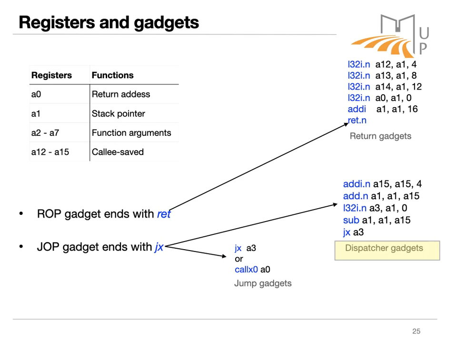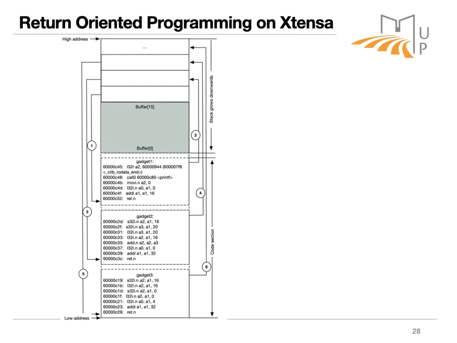Now that we have some information about the Xtensa instruction set architecture, let's look into the details of how ROP works on Xtensa. Assuming this is the memory layout on our device and we have the code section and the stack section, the stack is usually not executable, but the code section is. Also, the stack grows downwards and our 15-byte buffer grows upwards in the opposite direction.